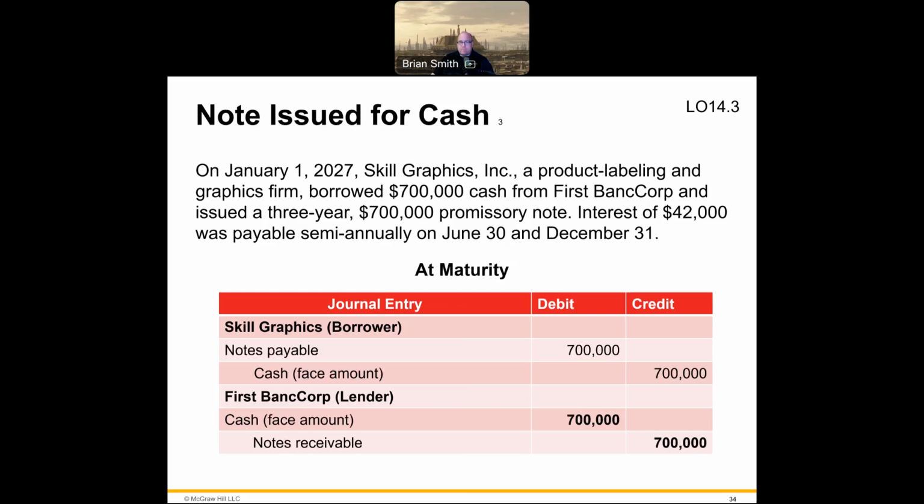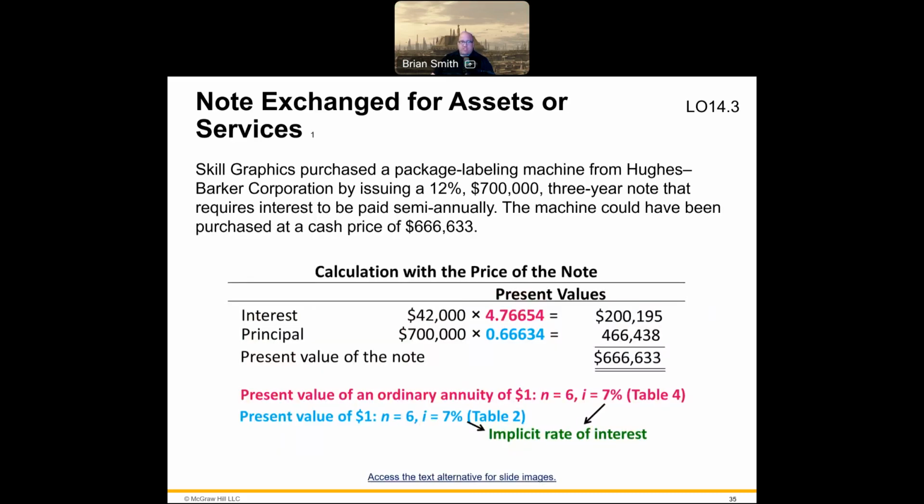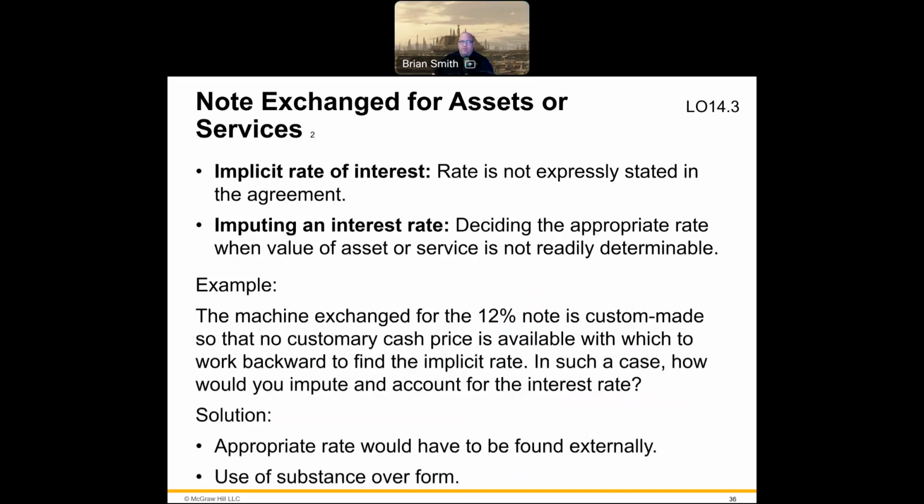What if we exchange for an asset? Now we got to run back to the present value of the note again. So we have to come up with how much we're actually paying for that asset. So we're going to calculate that we have that $666,633. That's our implicit rate of interest, or basically what we imply by this loan.